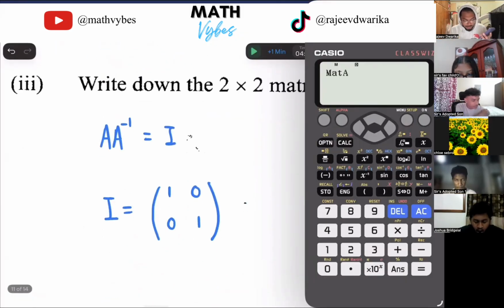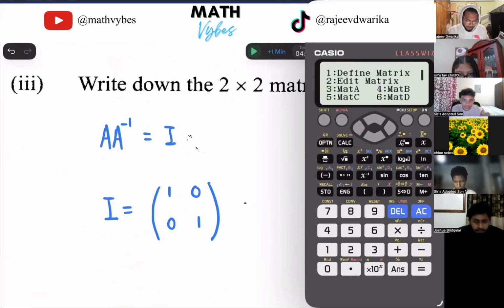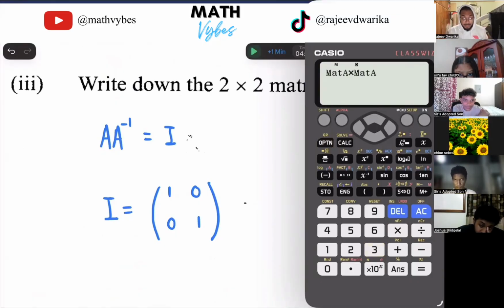And you want to multiply that by A inverse to get the identity matrix. You're gonna press the multiply button. Then you are going to press Option again, and you're gonna press 3 for matrix A again. So you should have matrix A by matrix A. You have that? Then you're gonna press the x to the power minus 1 button. It's right next to sign.